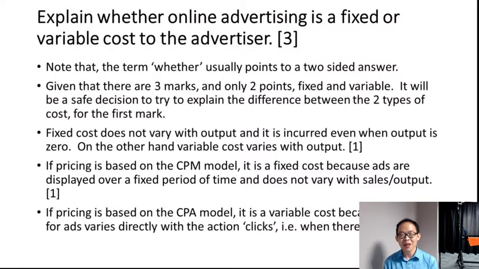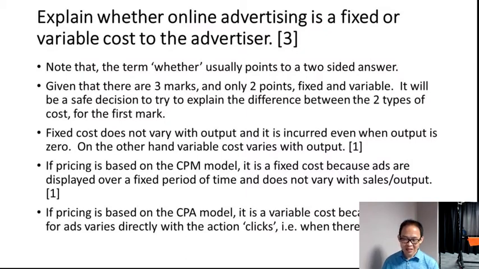To get the first mark, you can say that fixed cost does not vary with output, and it is incurred even when output is 0. On the other hand, variable cost varies with output. That'll be your first mark. Then for the next 2 marks, you try to explain which one is fixed, which one is variable. From your case evidence, you can see that if pricing is based on the CPM model, it is a fixed cost because the ads are displayed over a fixed period of time and does not vary with sales output. However, if the pricing is based on the CPA model, it is a variable cost because payments for ads vary directly with the actions, that means clicks, when there's a sale.